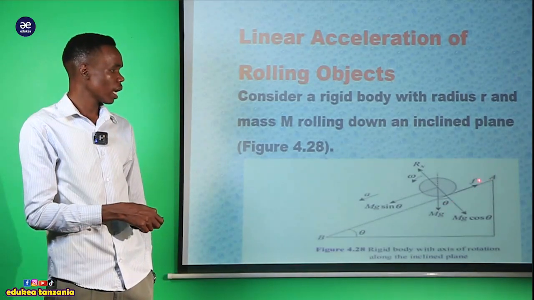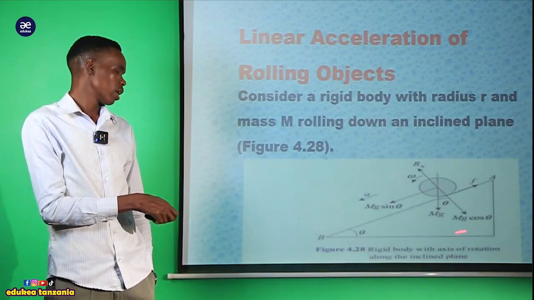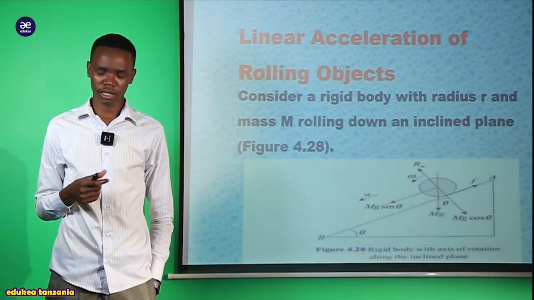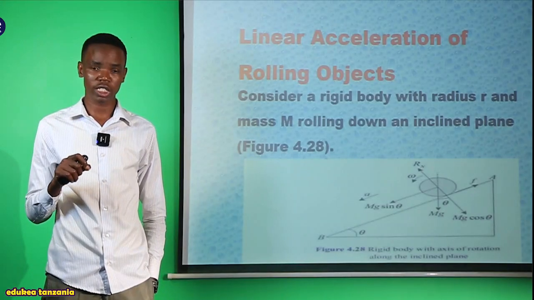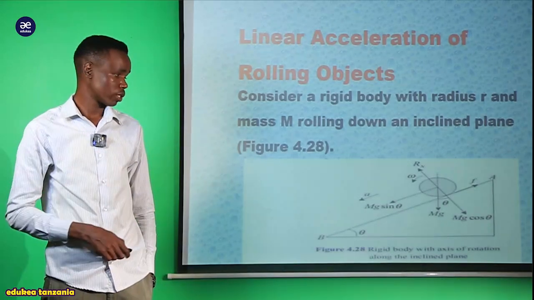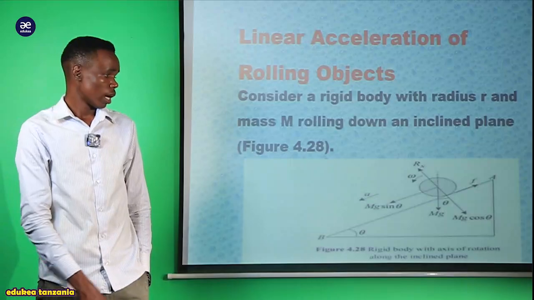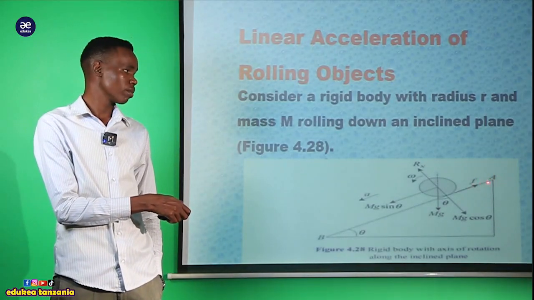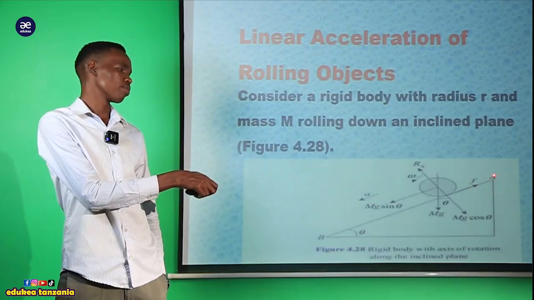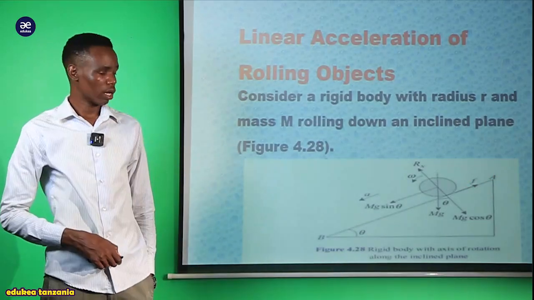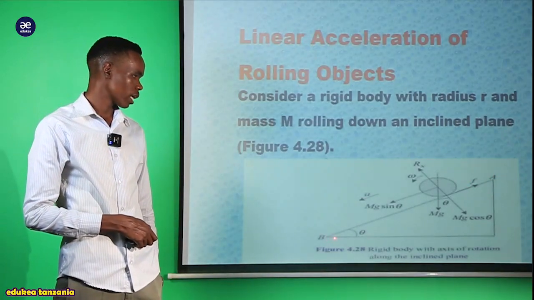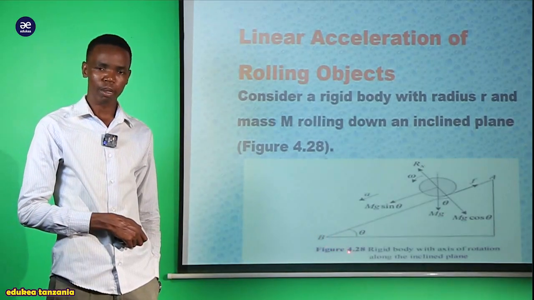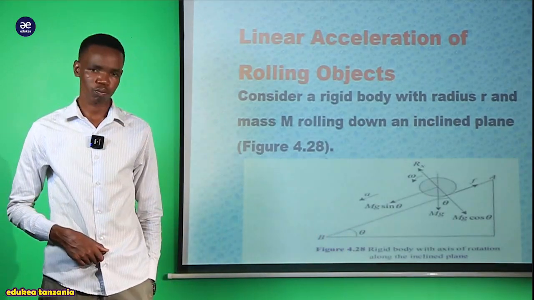So, my dear student, as we try to see here, we have the inclined plane, and this inclined plane has the structure of a triangle. At the top here, it is labeled by the letter A. This is the top of the inclined plane, and the bottom of the inclined plane is labeled by the letter B, as we try to see here.